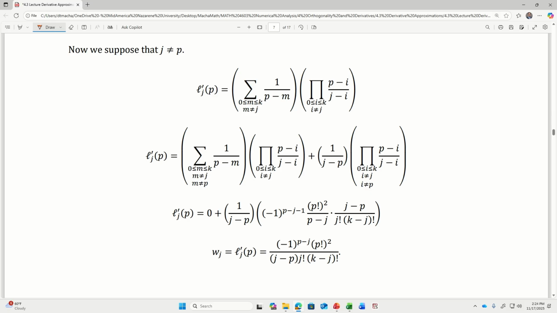Then once again, this is going to be 0. Actually, this product, the one I'm pointing at right now, is going to be 0 because there will be a factor in here where i is equal to p. And so that's the reason why this is a 0.